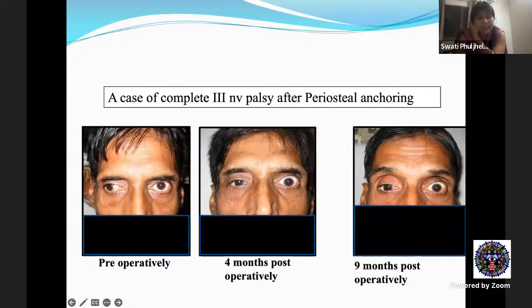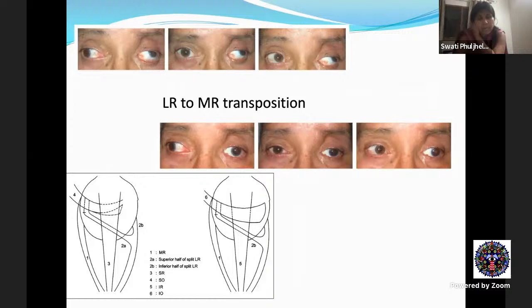So this is another case where we did medial rectus anchoring. So you can see that the primary position alignment is good enough. So apart from medial globe anchoring, we now have another surgery in our armamentarium, which is transposing lateral rectus to medial rectus. So if the FGT is not tight, that means that you can move the lateral rectus to the medial side, and it can harness the globe in the primary position.